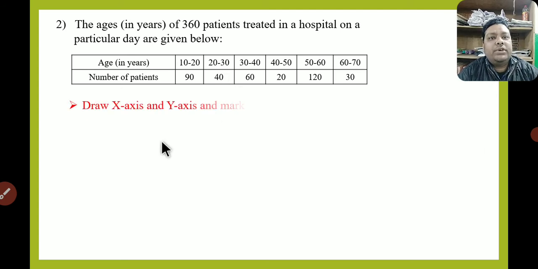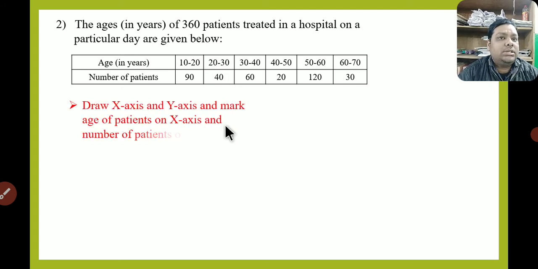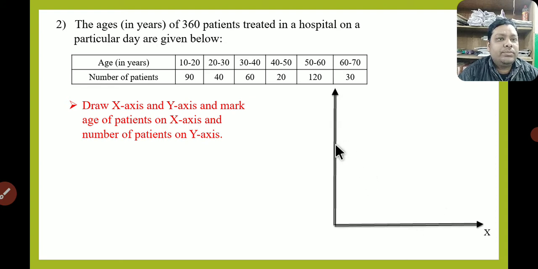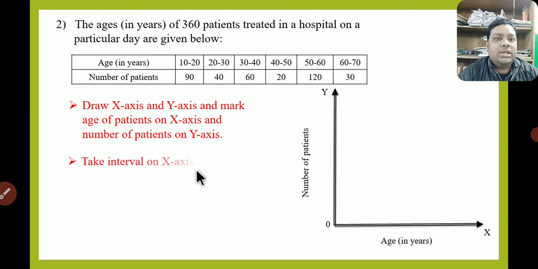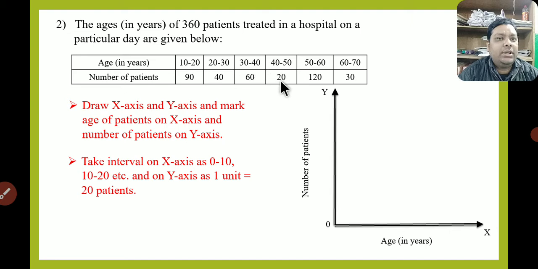Okay. So at first again we will draw x-axis and y-axis and we will mark age of patients on x-axis and the number of patients on y-axis. Here we can draw x-axis then y-axis, okay, and the origin 0. Now second point, what we will do here, we will keep age in years on x-axis and number of patients on y-axis.